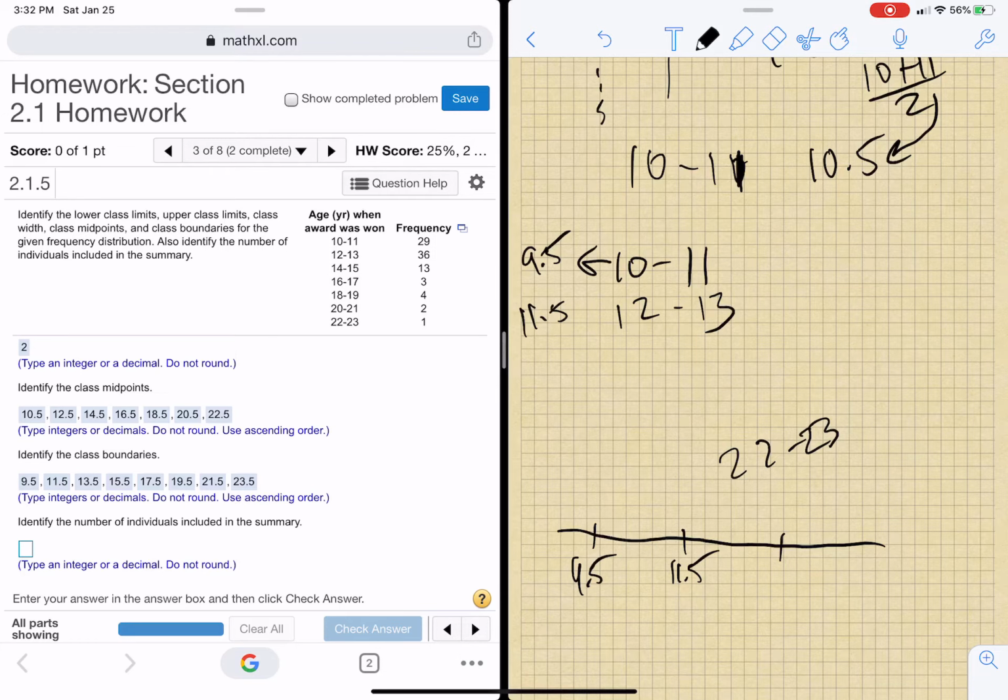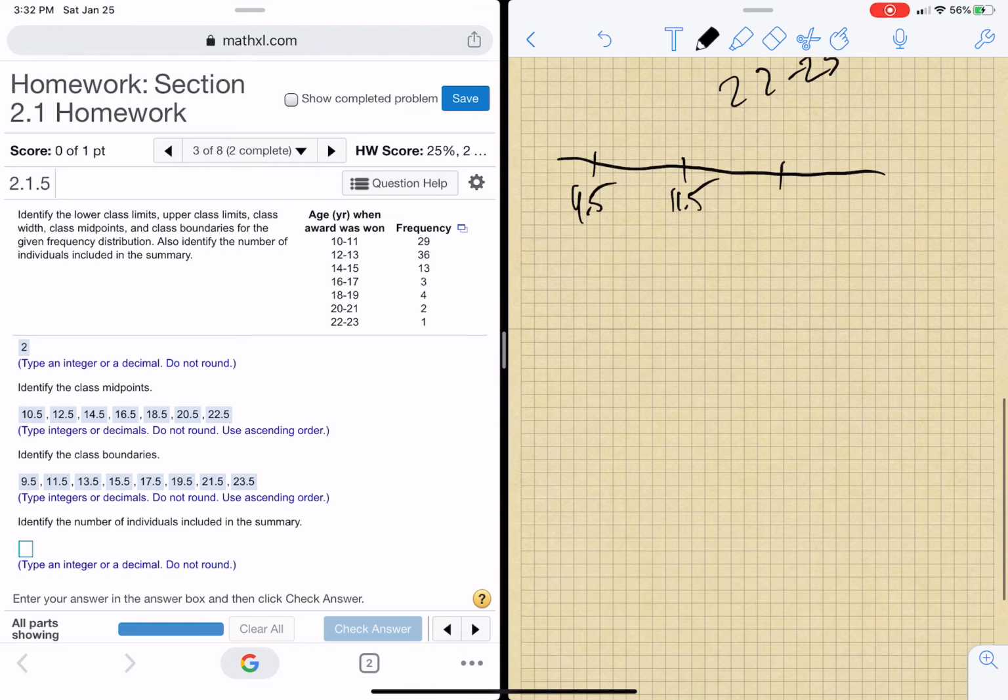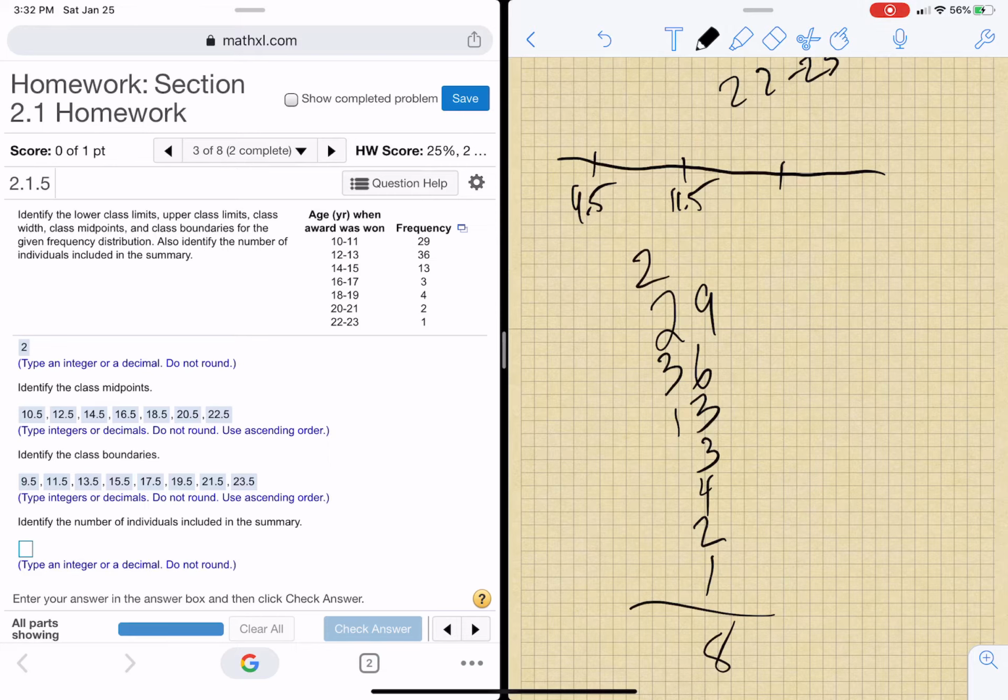Oh, identify the number of individuals. Okay, so let's just do this out. 29, 36, 13, 3, 4, 2, 1, 2, 1. Okay, let's just do this the long way. 15, 18, 21, 25, 28. Okay, 4, 7, 8. I hope there's this many. Let's do it real quick. 30, 30, that's 50, 65.